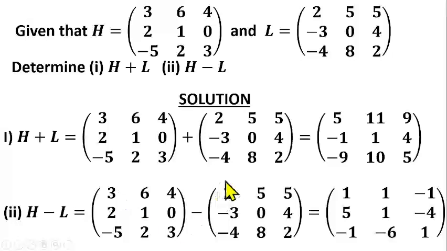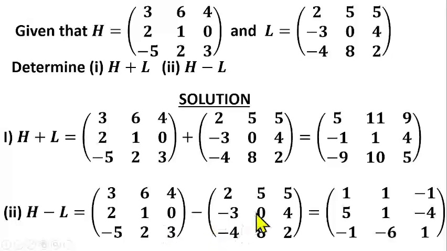So we have 3 minus 2, that gives us 1. 6 minus 5, that gives us 1. 4 minus 5, that gives us minus 1. Also 2 minus minus 3. Minus times minus gives us plus. So that means you have 2 plus 3, that gives us 5.